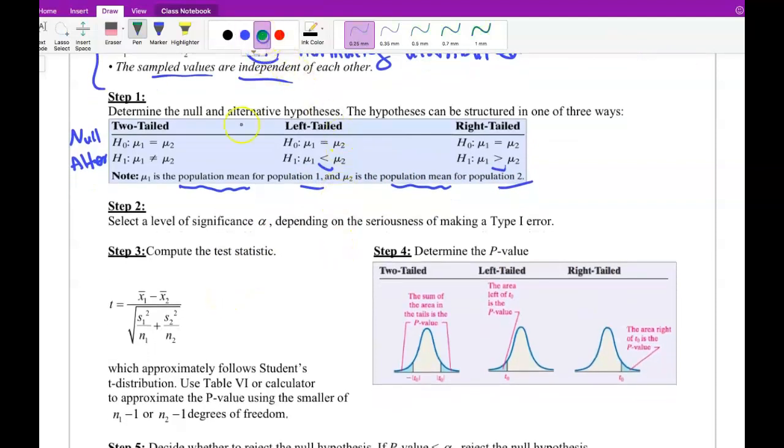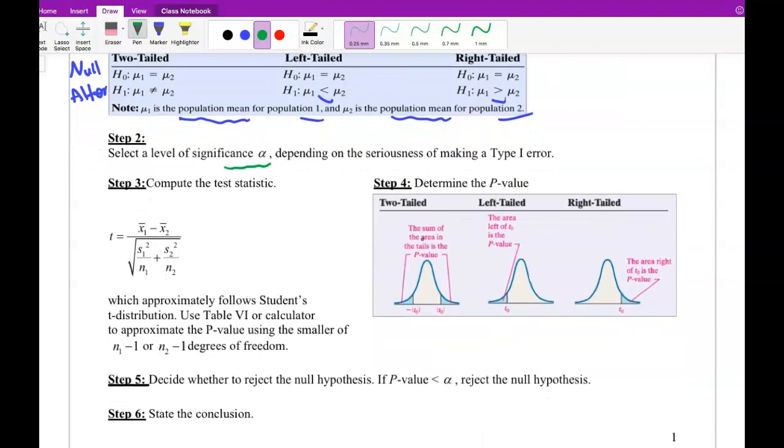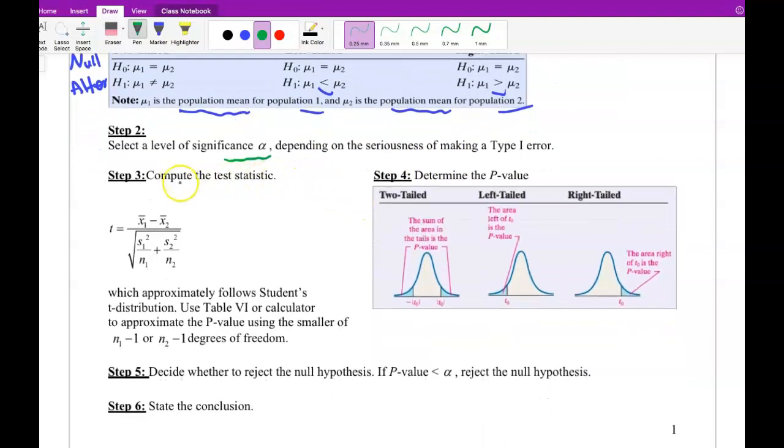Then step 2: we should find the alpha level of significance, depending on the seriousness of making a type 1 error. Step 3: finding t, or computing the test statistic. So t is equal to the difference between the sample means divided by the square root of the sample standard deviation squared divided by sample size. We do the same thing for the second population and add these.